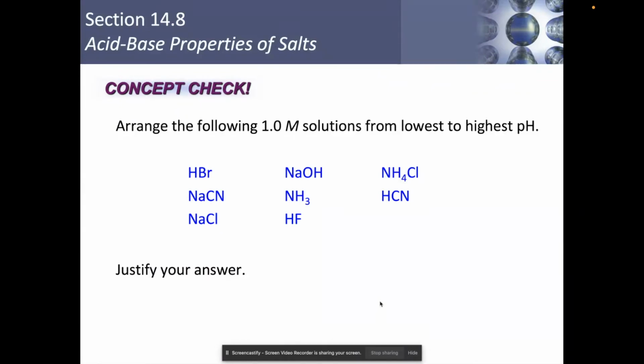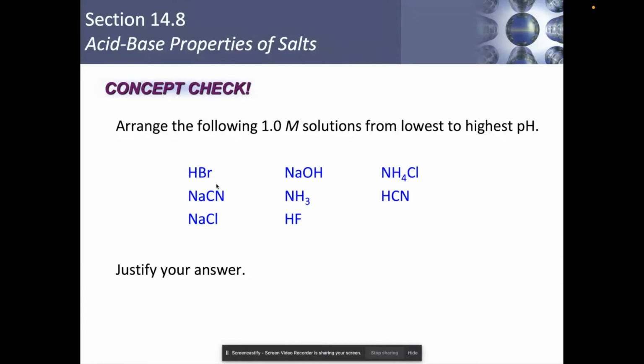So go back to part one if you have any questions about that concept. All right, so another good question is: arrange the following 1.0 molar solutions from lowest to highest pH, and justify your answer. So we take a look at all of these, and most of the time we do exactly what it would say, right? We would find the pH of these solutions. That's going to take a really long time, and we're going to have to go through a lot of ICE diagrams in order to do this.